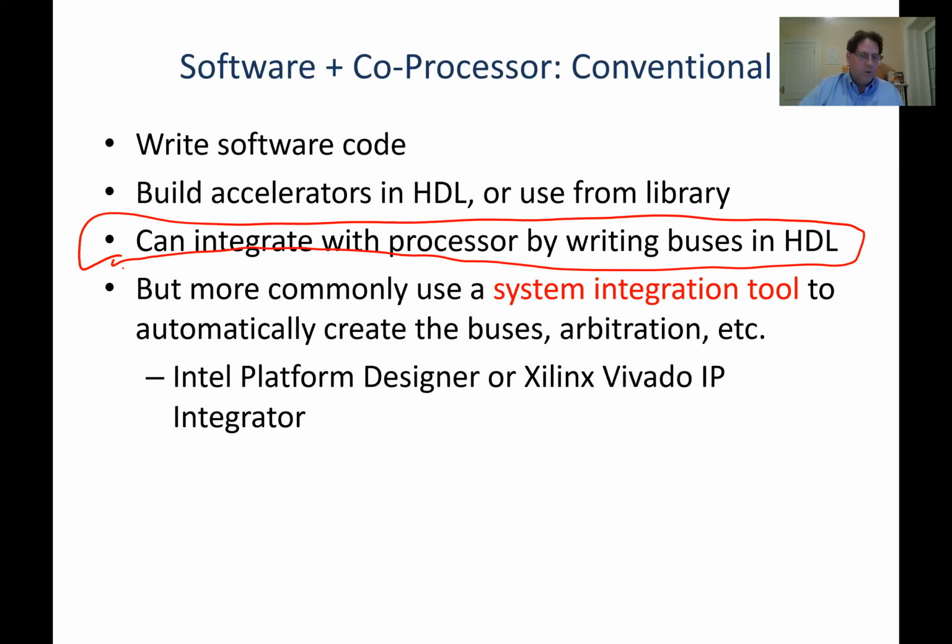So Intel has a tool called Platform Designer, and Xilinx has a tool called Vivado IP Integrator. What those tools do is take blocks of hardware, so IP cores, and they build buses automatically in between them according to your specifications. You can say who's a master and who's a slave on the bus and how wide you want the bus to be, and they'll build them. You don't have to write any RTL. And the number one use of those tools, but not the only one, is to build processors plus their peripherals.